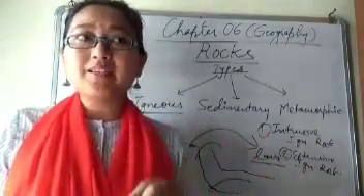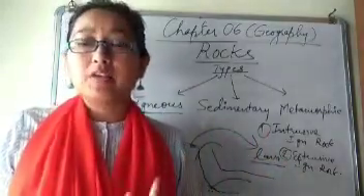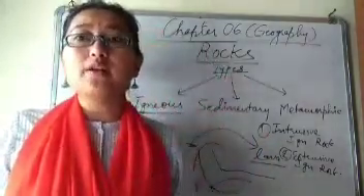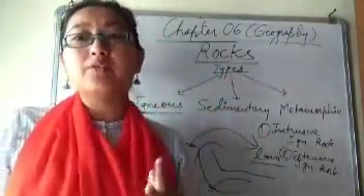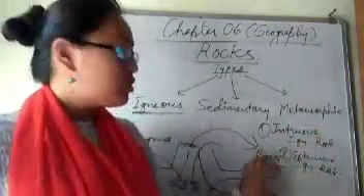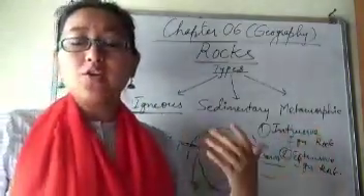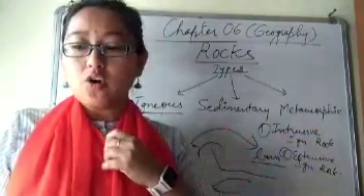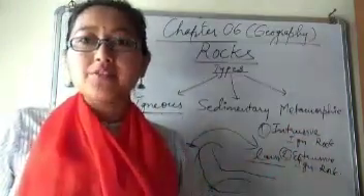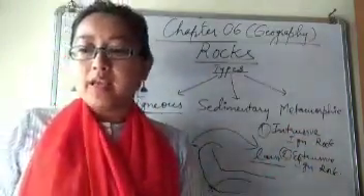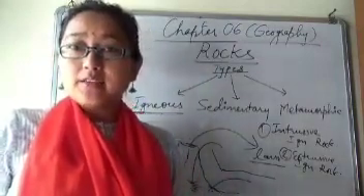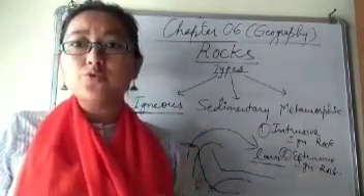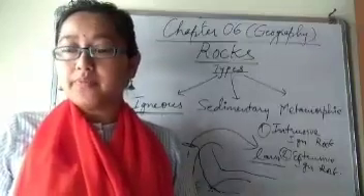Now the best example is the Deccan Trap. The whole peninsular India, the Deccan Trap region, is formed by this extrusive process, so we call it extrusive igneous rock. Whereas granite is an intrusive igneous rock, right?